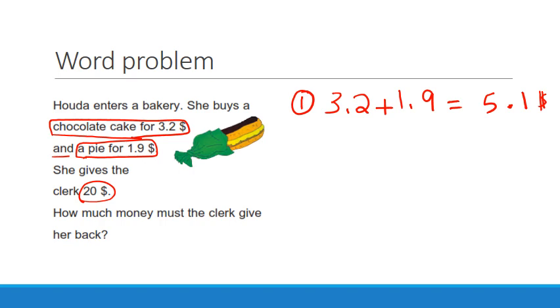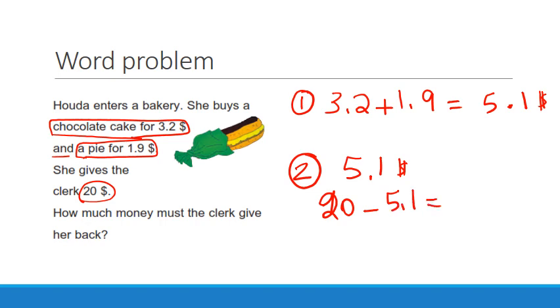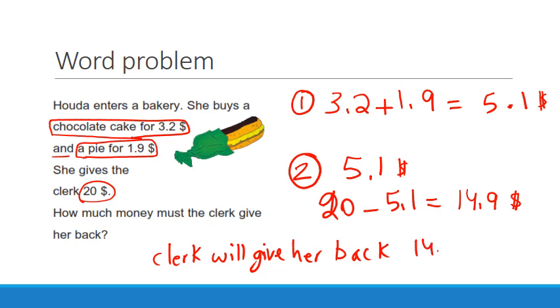But she gave the clerk $20. How much will he give her back? So this is another step. In this step, I need what? To subtract $20 minus 5.1. So it's $14.9. So the clerk will give her back how much? $14.9. Is it clear?